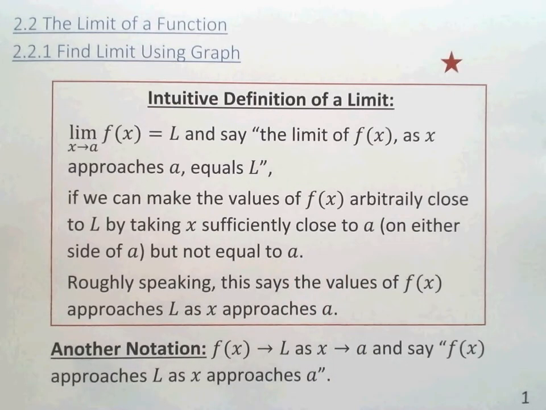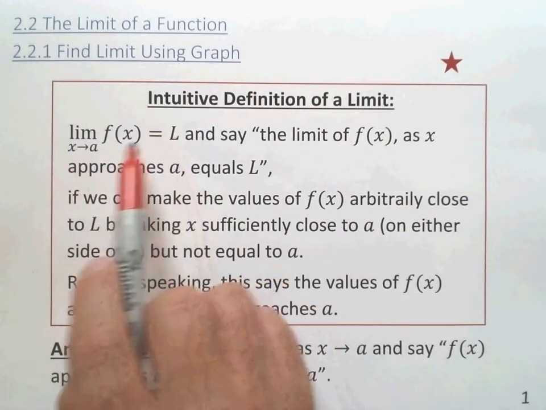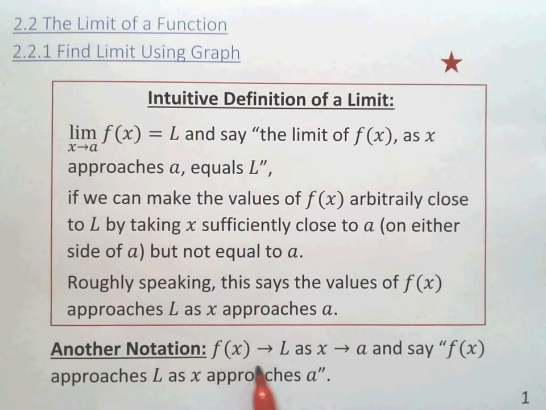Roughly speaking, this says the value of f approaches L as x approaches a. Simply, in the future we usually say: f approaches L as x approaches a. Another notation is f(x) approaches L as x approaches a. Approach means get closer and closer to. I hope you get it, and I will have an example to show with a graph.